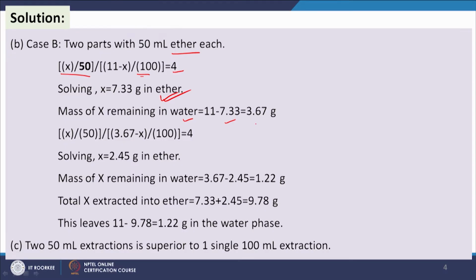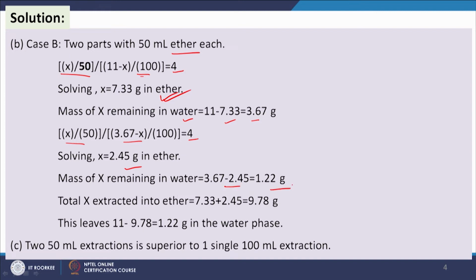Again we are adding 50 ml of ether, and then we are doing the separation by mixing, and then the X will be coming into the ether again. So, x by 50 in that case, divided by 3.67 minus x over 100, equal to 4. We may call this x1 and this x2. Then solving, x equal to 2.45 gram in ether. So, mass of X remaining in water is 3.67 minus 2.45, that is equal to 1.22 gram.